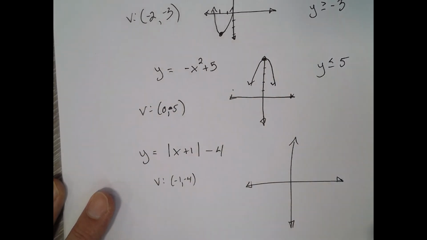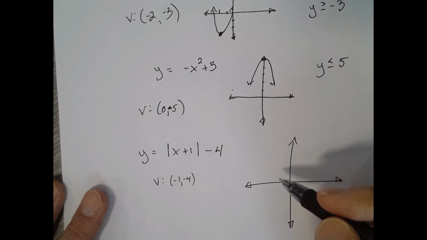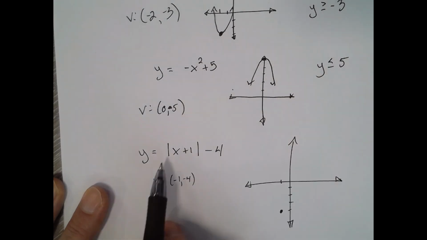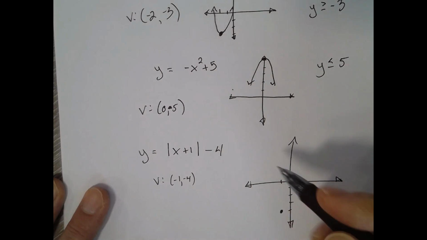Negative 1, negative 4 is correct. It's the opposite of plus 1, so the vertex is negative 1, negative 4. If I was going to make a sketch of this, I would go left 1, down 4, and it opens up because there's a positive out front. There's no negative out front. So it just kind of looks like this.